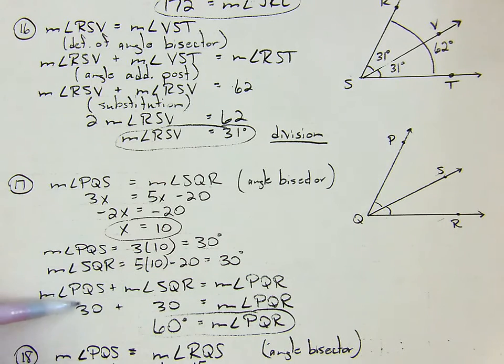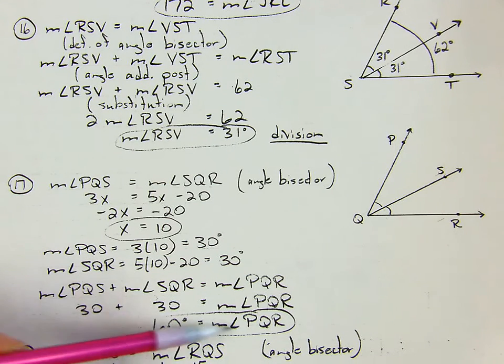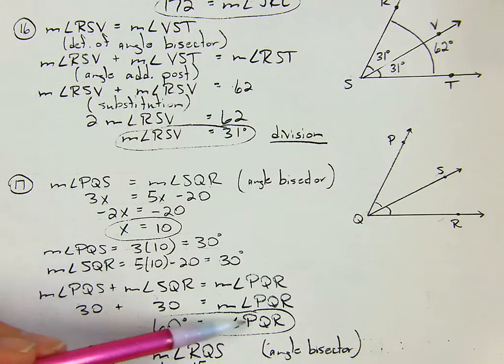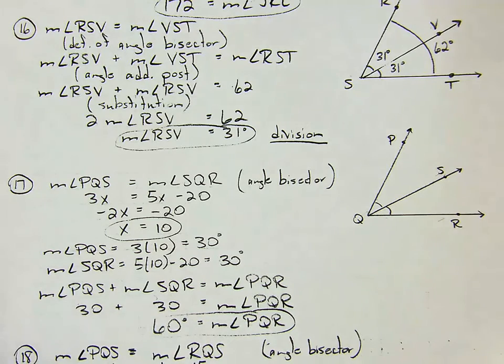And together, 30 plus 30 makes the big angle, PQR. That's what they asked for, and it's 60. They never asked us to find x. Yeah, they did. Solve for x. I'm sorry, they did. Solve for x, then find the measure of angle PQR, and it was 60.